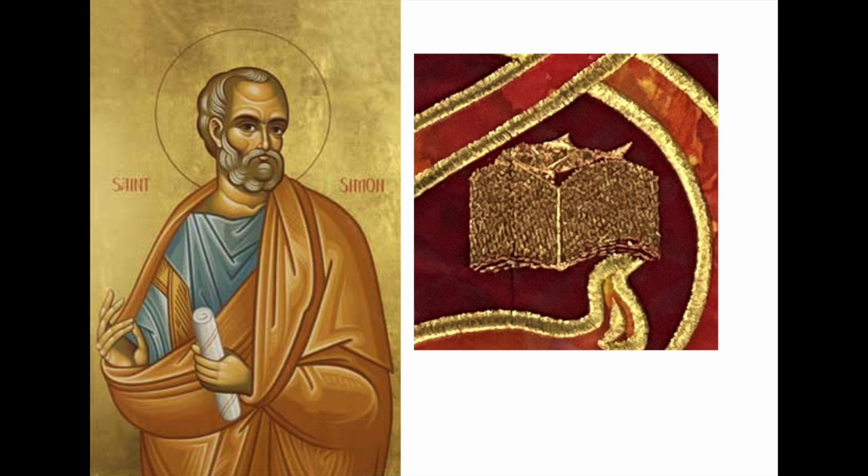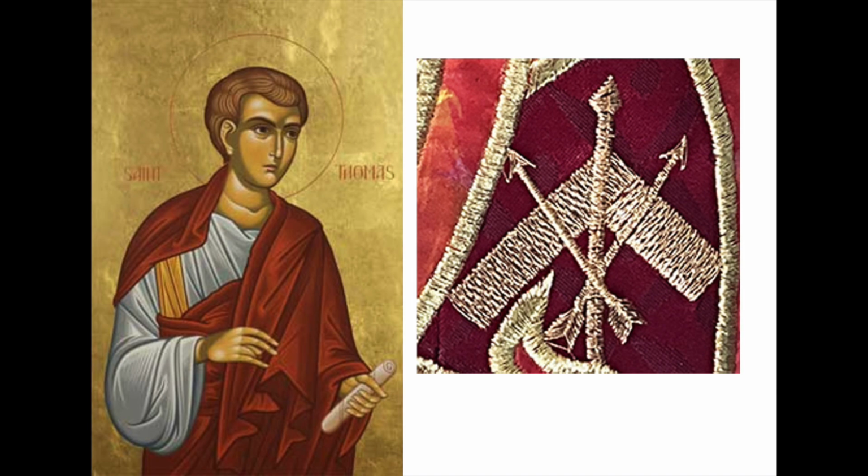Simon the Zealot, to distinguish from Simon Peter, in some accounts was the bridegroom at the wedding where Jesus performed his first miracle, changing water into wine. He preached the gospel in both Egypt and Persia. The Bible is the symbol of his preaching, the fish a symbol of Christianity. And finally, Thomas. He was a builder and is represented with a set square or ruler. The spears symbolize the manner of his martyrdom.